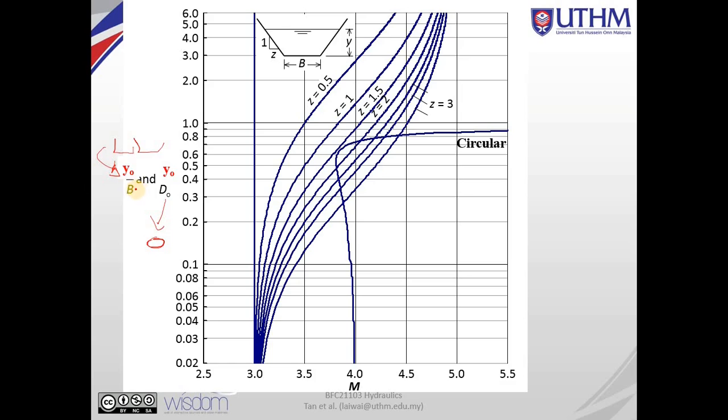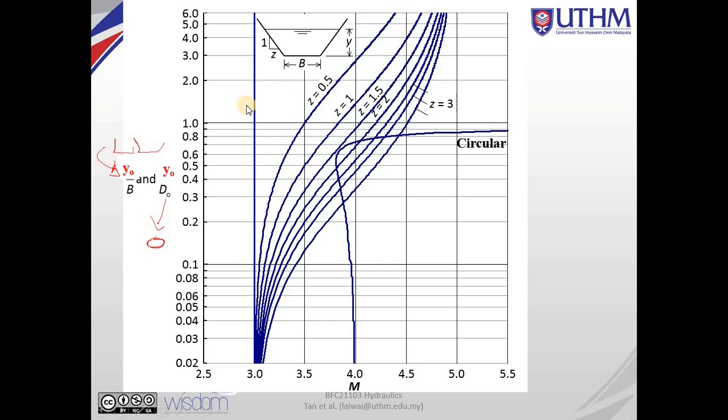It is a matter of changing B to D if the shape of the channel changes from rectangular or trapezoidal to circular. This is important because the depth of flow used for this ratio is the normal depth Y0 for determination of the M value. And the second piece of information is to know the channel shape, either rectangular, trapezoidal or circular.